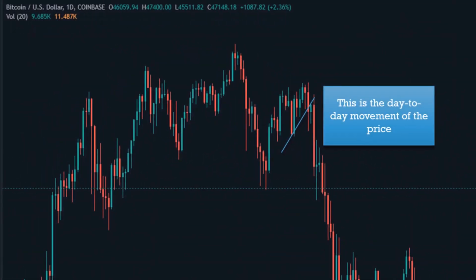Here you can see the day-to-day movement of the price. The green and red bars you see are called candlesticks. A green candle means the price goes up for the day. For this example, we are looking at the daily time frame, while the red candle means the price closed negatively.